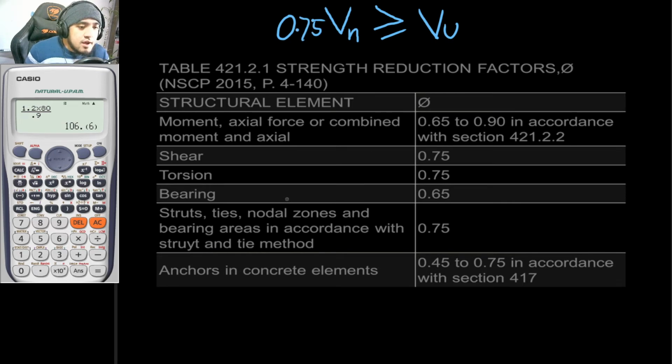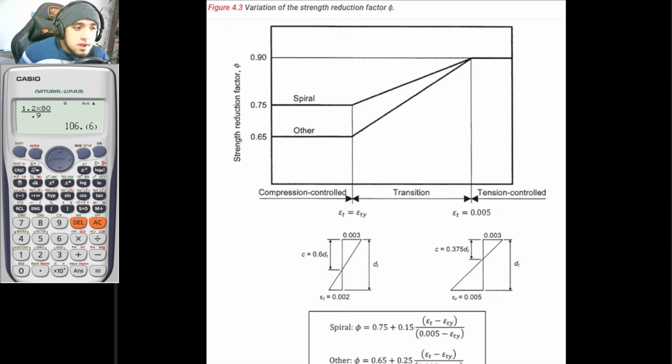So, ayan lang siya. And if it is to be in terms of bearing, then you will be multiplying it by 0.65. So, meaning you will only use 65% of the nominal strength of it, and etc. So, the list will be from NSCP 2015 page 4-140. So, ito, puntahan nyo na lang yan kung gusto nyo makita itong mga to. Okay, so anyway, as you can see here, guys, that for your moment, axial force or combined moment and axial will range from 0.65 up until 0.9. So, paano nyo malalaman kung 0.65 or 0.9 yung gagamitin nyo? You will now be referring to this.